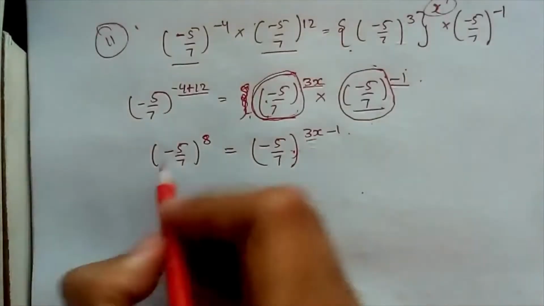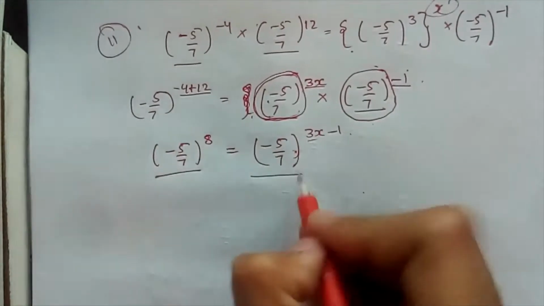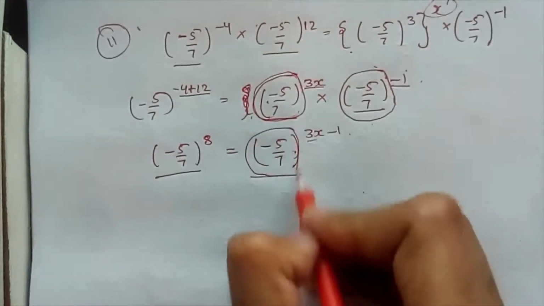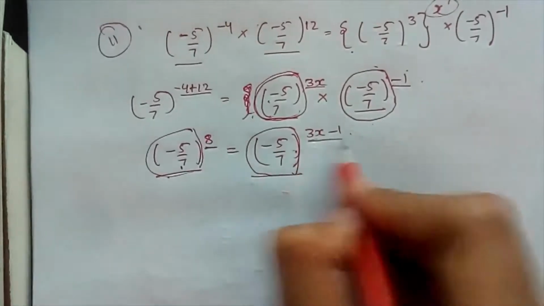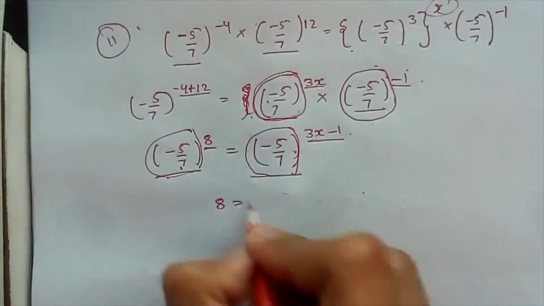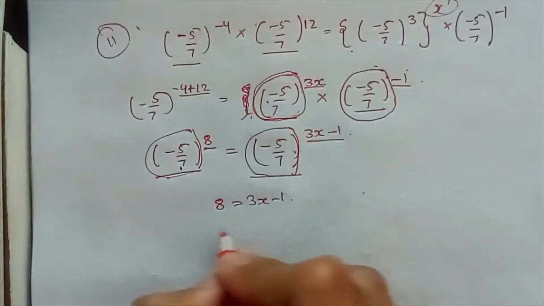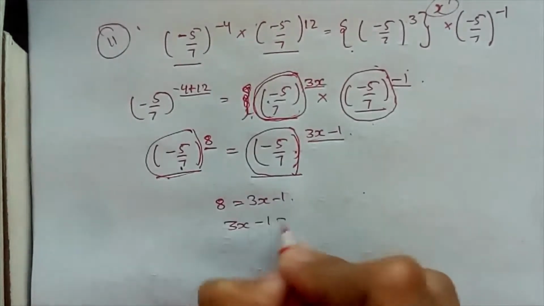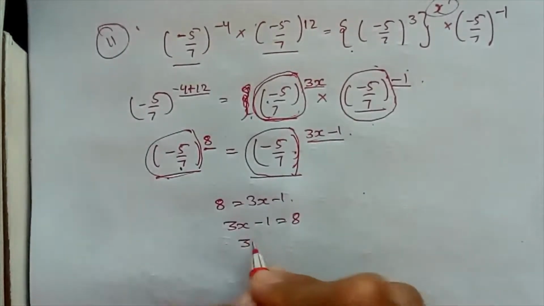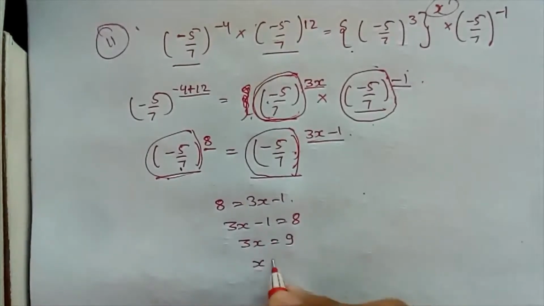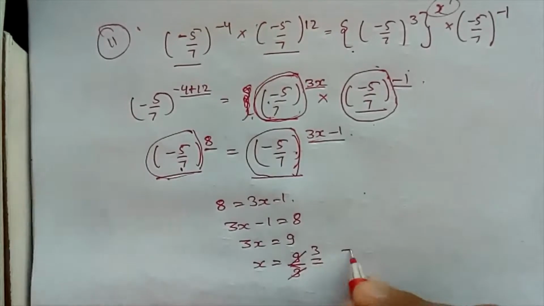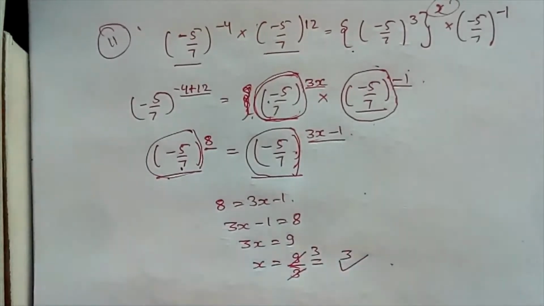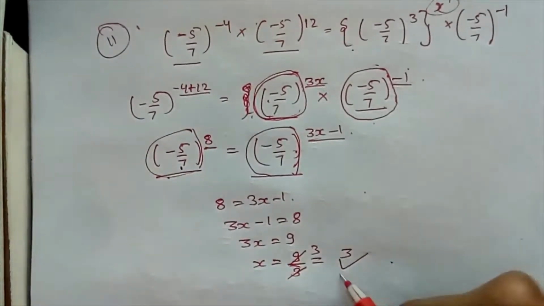Now this base, minus 5 upon 7, is here, and minus 5 upon 7 is also here, so the powers will be equal. 8 equal to 3x minus 1, so we could write it as 3x minus 1 is equal to 8, 3x is equal to 9, x is equal to 9 by 3, which is 3. Right, that's the answer. 3 is the answer for question number 11.